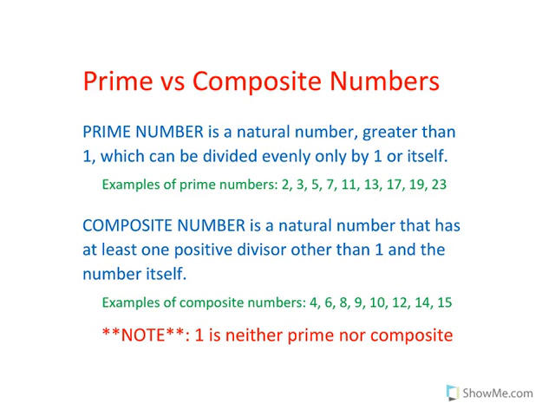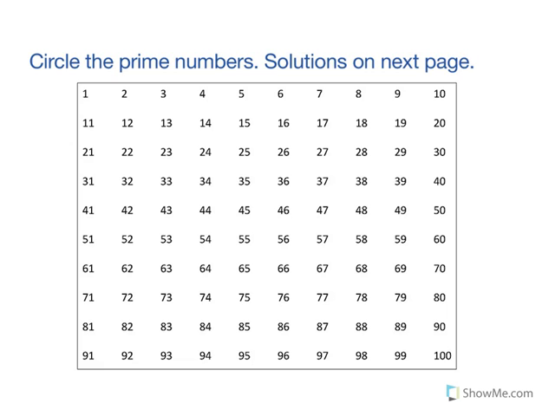And you'll notice that 1 is not on either of those lists. 1 is neither prime nor composite. So I'm going to turn the page here, and what I want you to do is copy this page down, and I want you to circle all of the prime numbers. And once you've got that done, then turn the page and I will have the solutions.